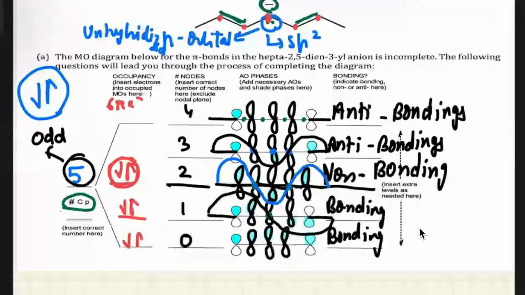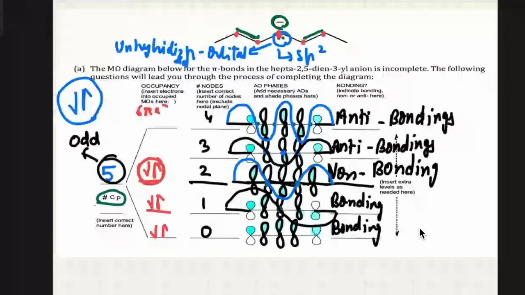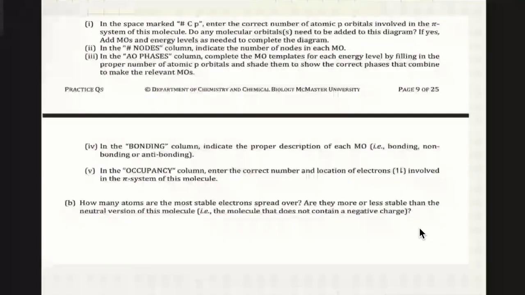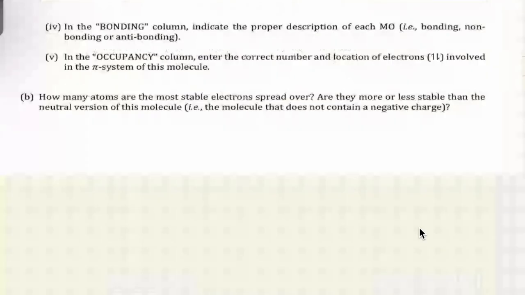So we're gonna start from here. This is how it's going to go on, and now we're gonna shade it in, right? So, and that is how it ends over here, right? So I think we've gotten it all done. We've done the namings, we've gotten the number of nodes and the occupancy and the number of p atomic orbitals down. So now we can focus on doing the next part of the question, which focuses on how many atoms are the most stable electrons spread over, right?